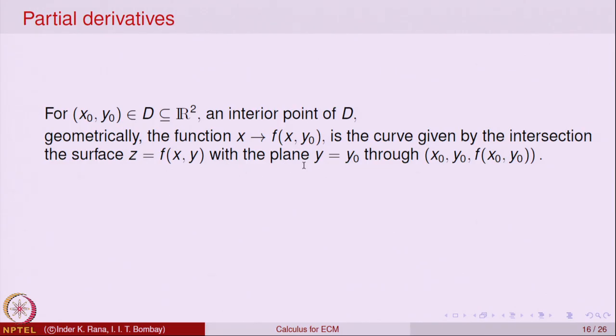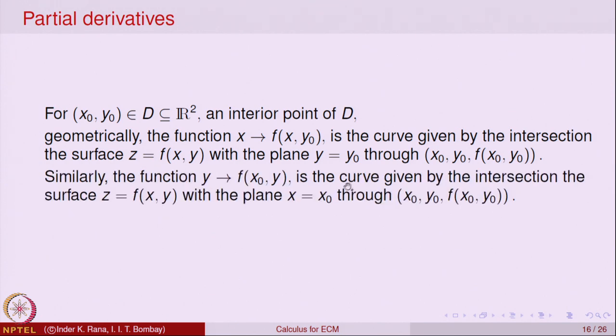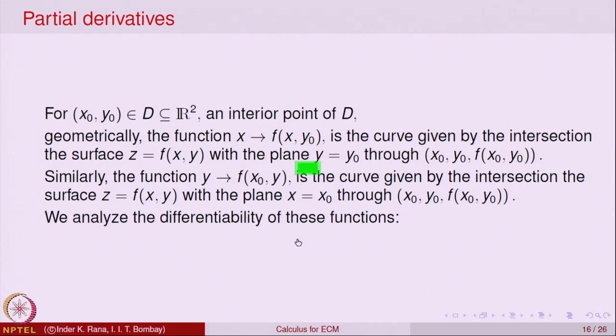Geometrically, this curve is nothing but the intersection of that surface, that is the graph, with the plane y equal to y naught. Similarly, when you fix the other variable as x naught, you get a curve on the surface which is the intersection with the plane x equal to x naught. So, we have to now visualize what we are doing. Let us look at a picture of this.